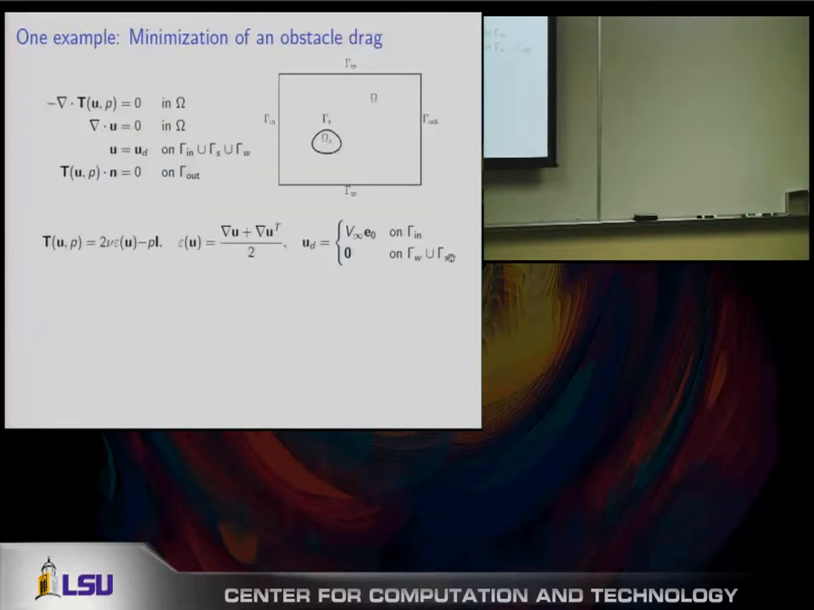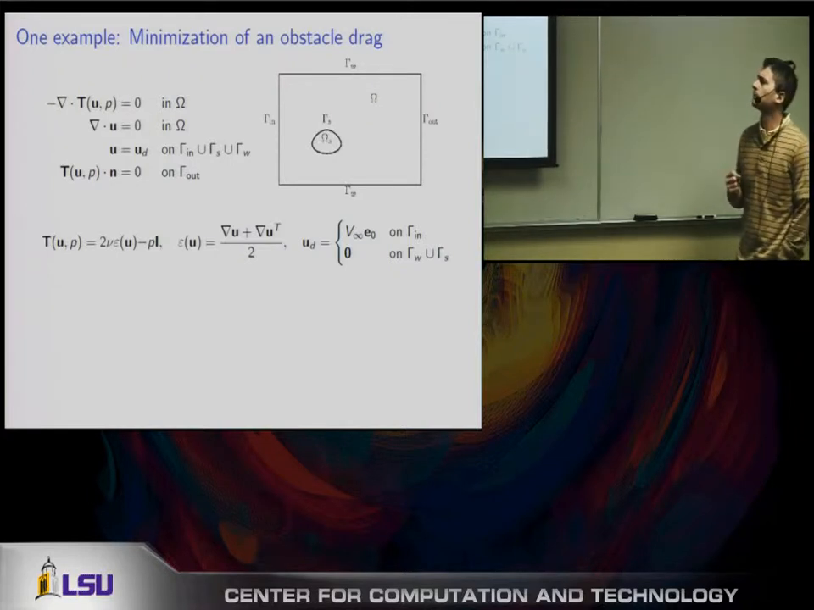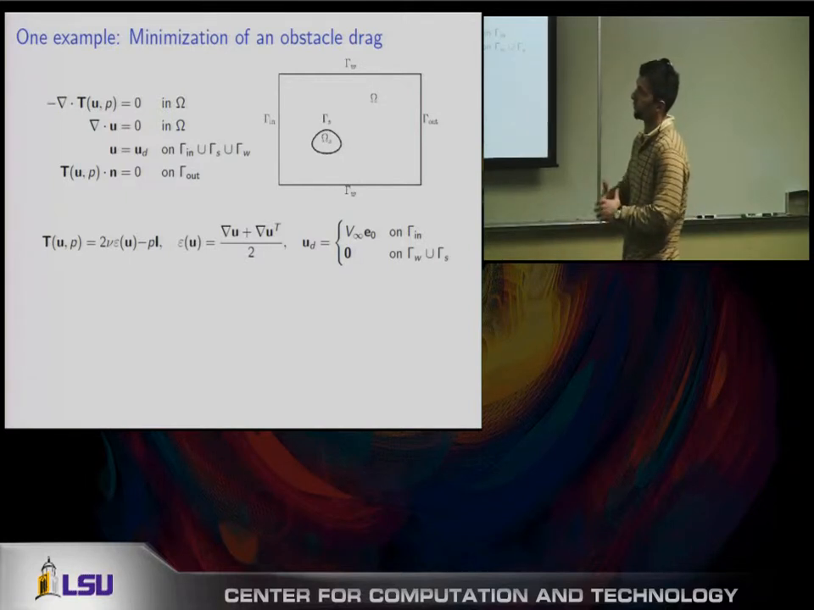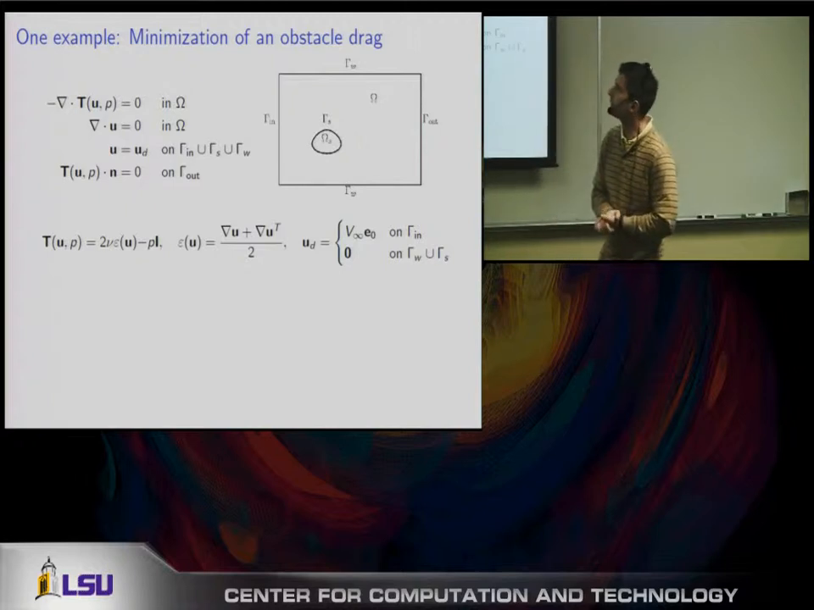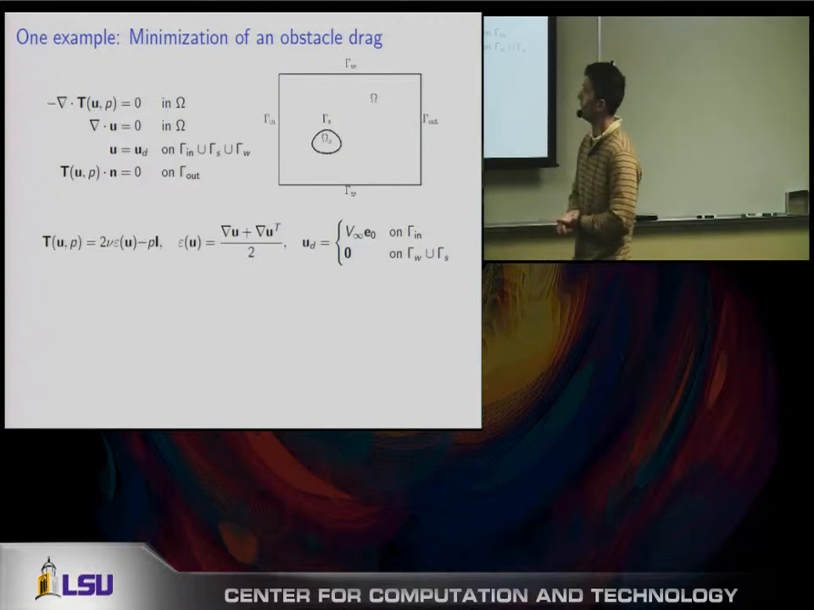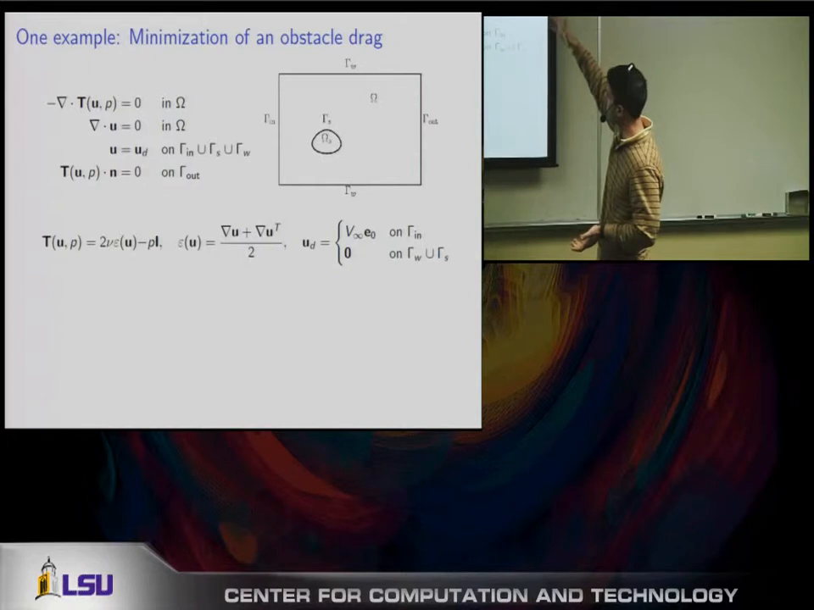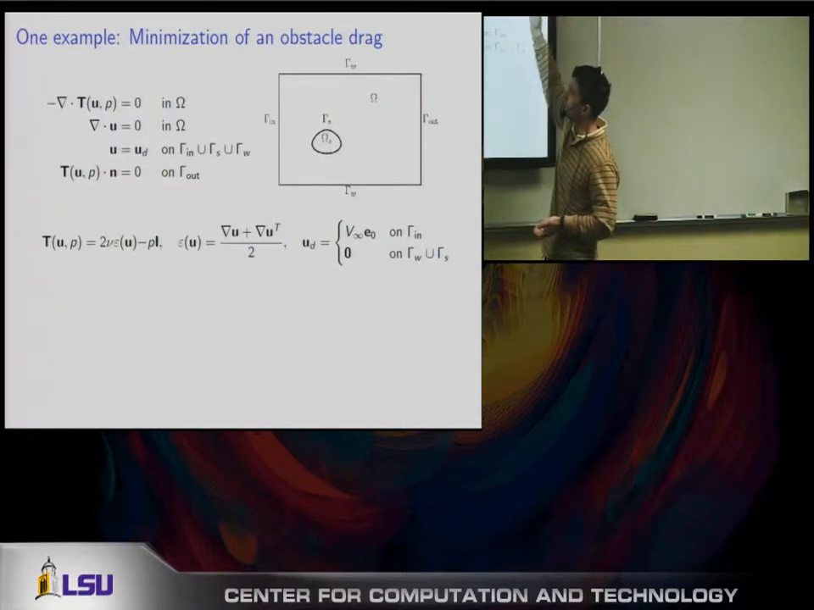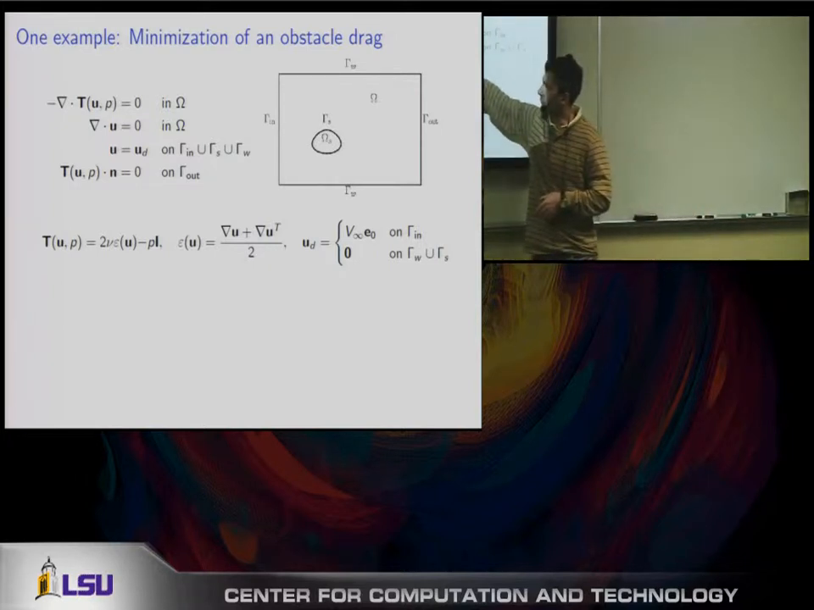So to make this a little more concrete, let's talk about a classical example. So consider a channel where you are solving a steady Stokes flow. So the flow is described by the momentum equation and the incompressibility condition. And let's say we impose a velocity profile in the inflow, some traction-free profile for the outflow, and some no slip condition on the lower and upper wall and on the boundary of the object. So this could be the inflow profile.